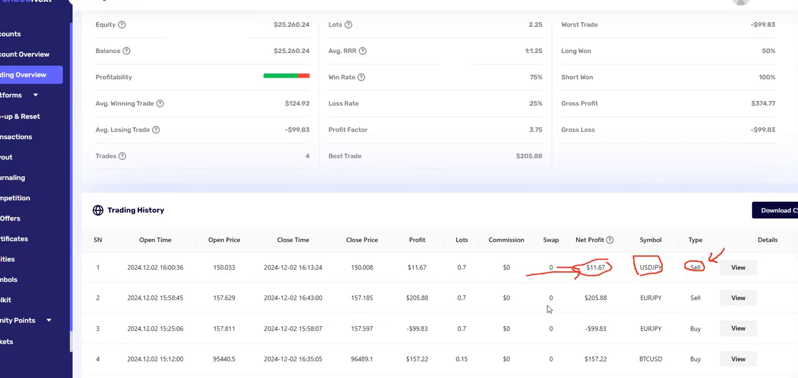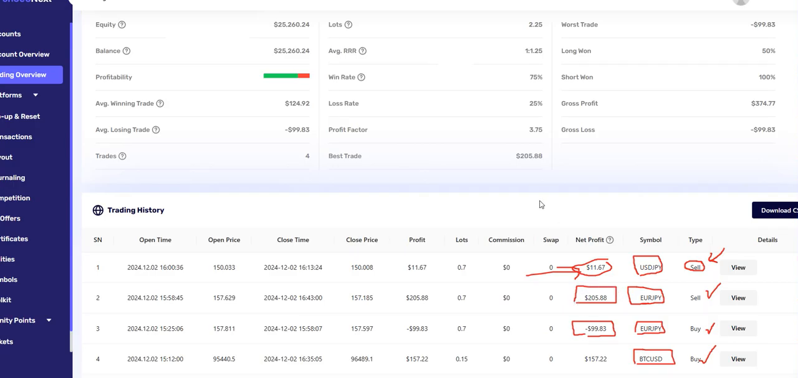Now the next 2 trades: one was on Bitcoin, buy Bitcoin, and another trade on EJ, sorry, not EU, EJ to buy. Unfortunately, it hit my stop loss, and then I entered on the sell to go with the trend, and you can actually see that I got this much.